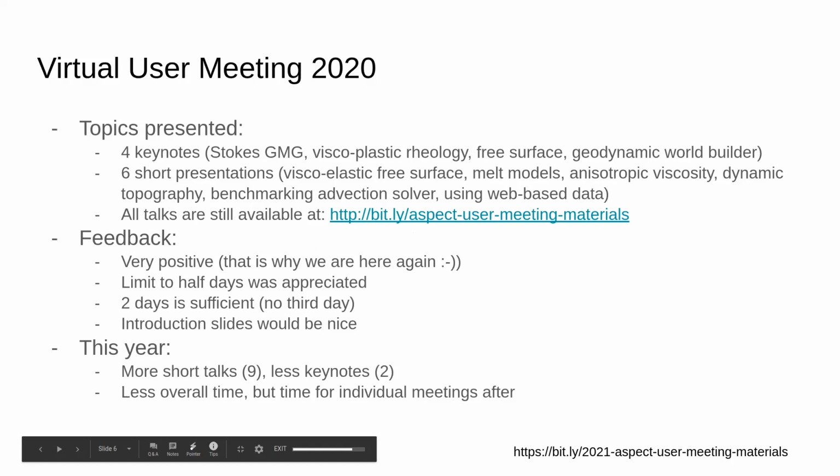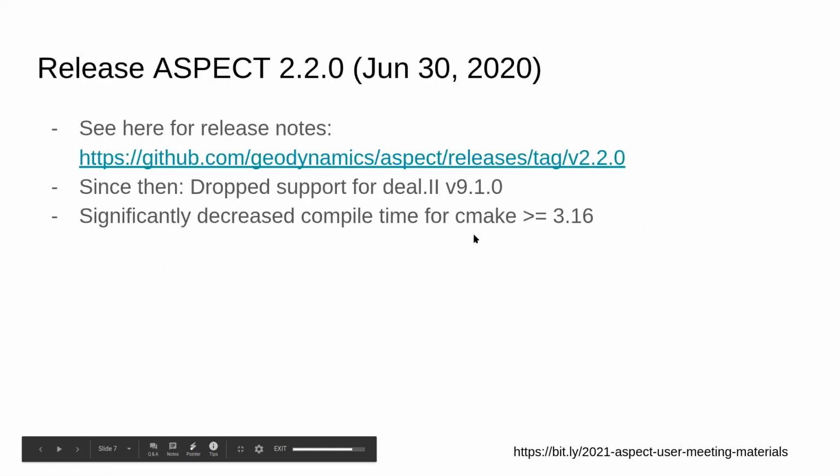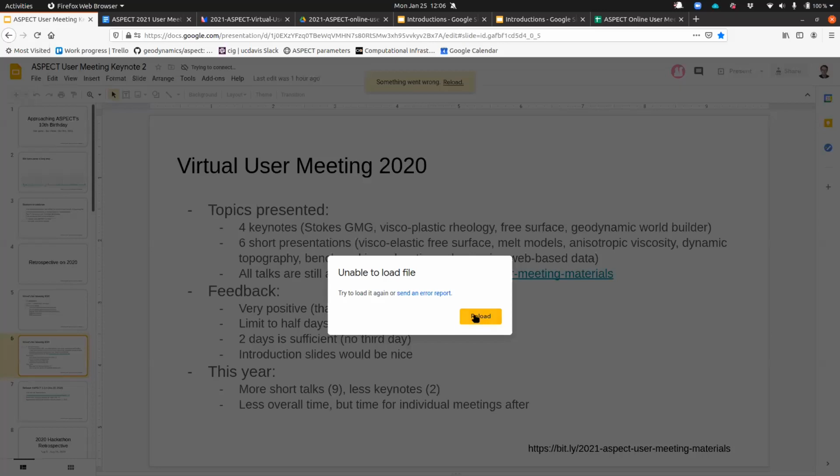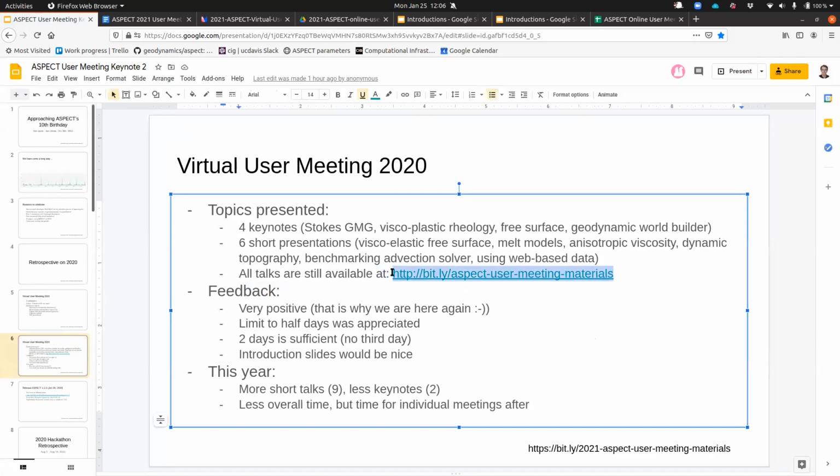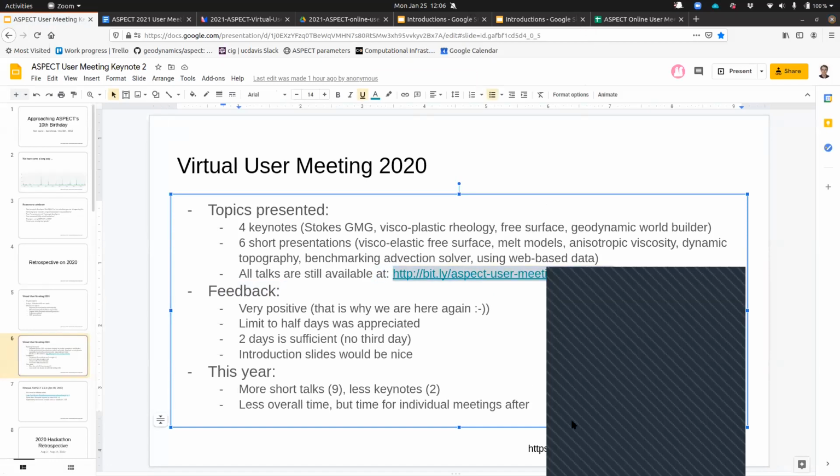If any of these topics are interesting for you and you missed them last year, the talks are still available if you go to this address, and maybe I can post this in the chat. Just in case you missed them last year. Sorry, this didn't go out to everyone. There's the link in the chat.